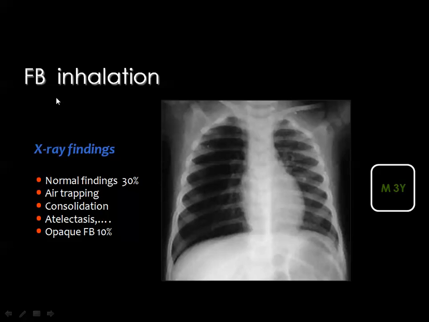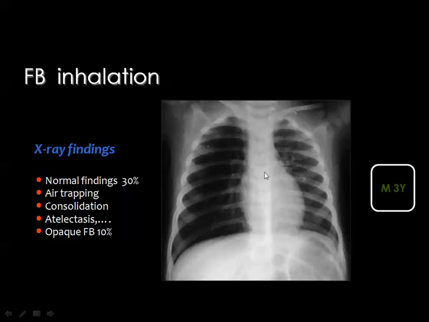But these are the X-ray findings in a patient suspected to have foreign body inhalation. In about 30% of the cases, you get normal findings. You cannot see any abnormality in spite of the presence of the foreign body. And air trapping is one of the common manifestations on chest X-ray, where you see hyperinflation of a lung compared to the opposite lung. Usually, the hyperinflated lung is on the right side, because the right main bronchus is more in line with the trachea, so the inhaled foreign bodies usually go to the right side.